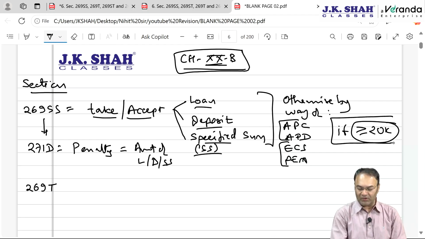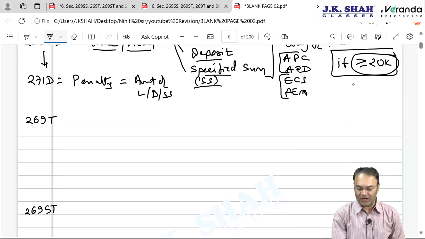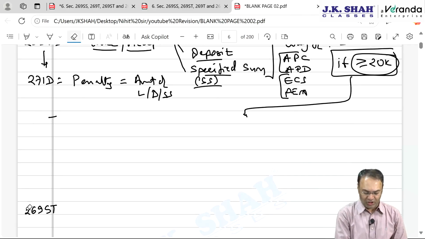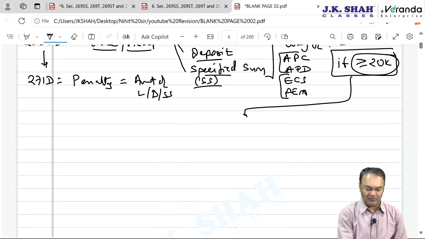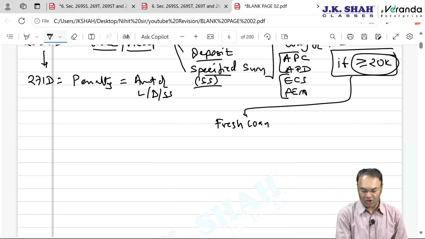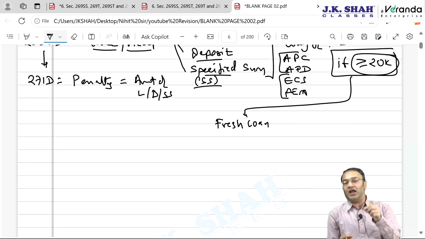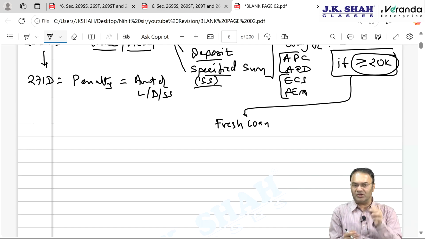What should be 20,000 or more for this section to be applicable? The answer is 3 things, any of the 3 things. Either the fresh loan amount: if I am taking a loan from you for the first time, I have never taken from you, and the fresh loan amount is 20,000 or more. Or, just like 40A(3), if I try to violate it by taking 15,000 from you on day 1 and another 15,000 after a few days, splitting it into 2 parts, 15 and 15, total 30, that is also not fine.